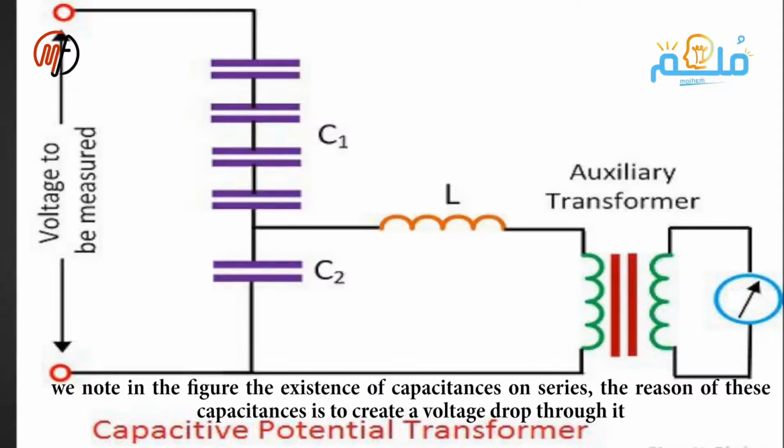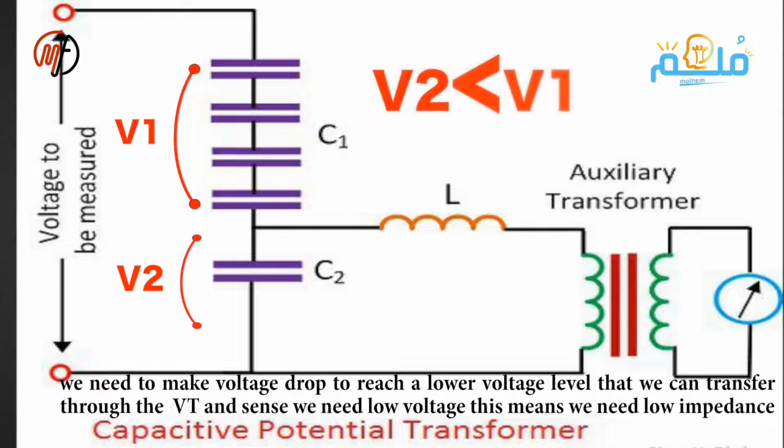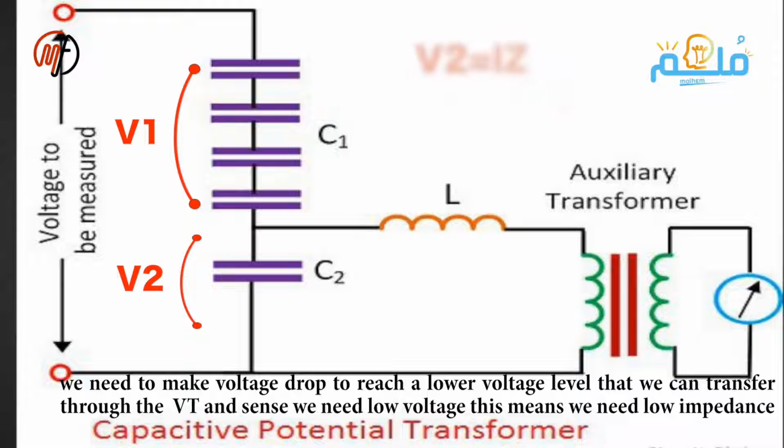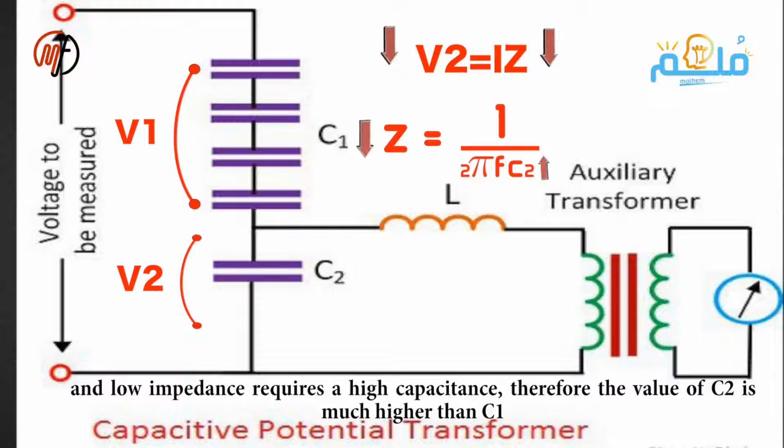In this image, we can see capacitors connected in series, and the purpose of connecting the capacitors in series is to create a voltage drop across them. We need to create a voltage drop to reach a lower voltage that we want to convert through the VT. Since we need a lower voltage, we need low impedance, and low impedance requires high capacitance values. Therefore, the value of C2 will be much larger than the value of C1.